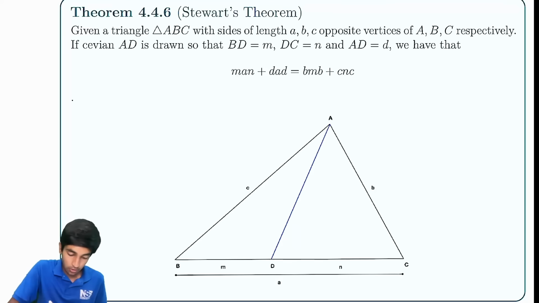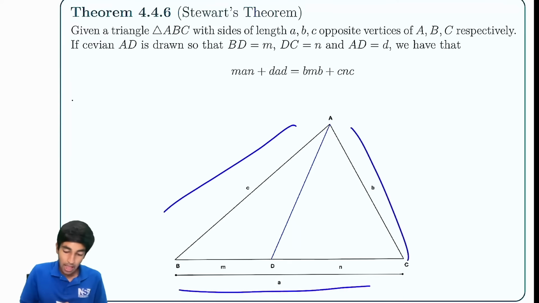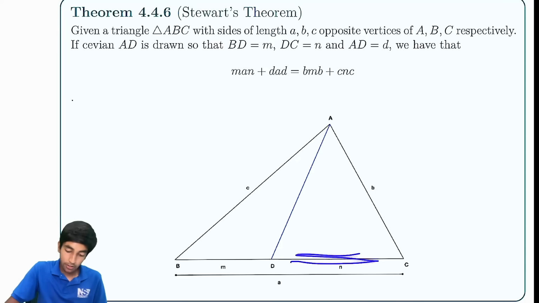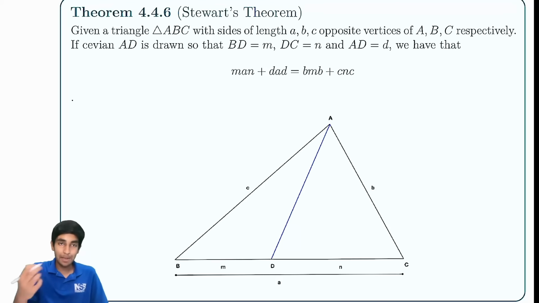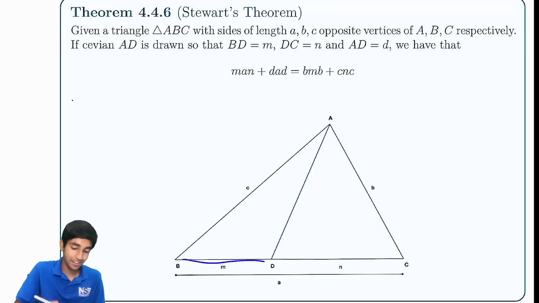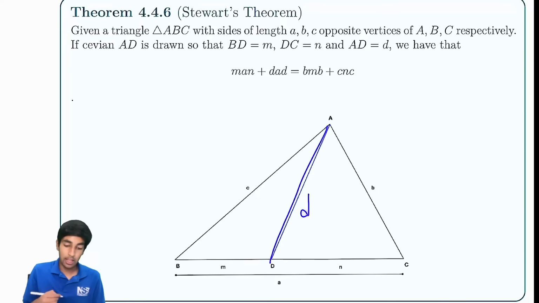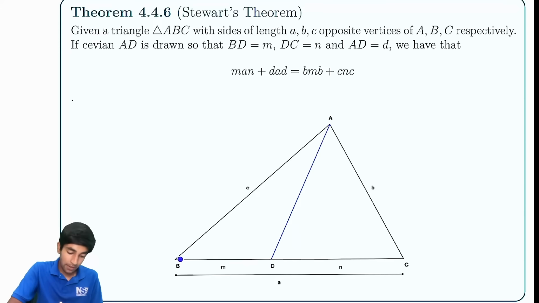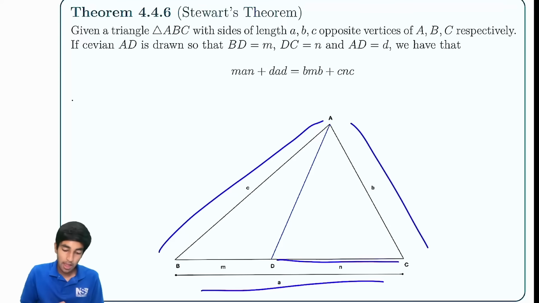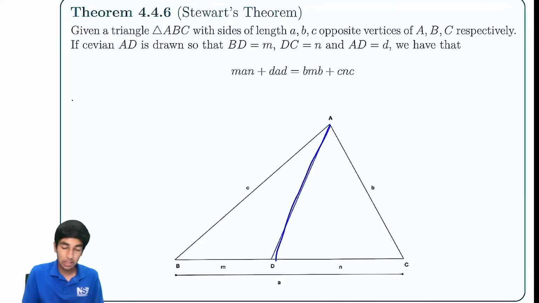And then you say A, B, and C. The way I remember it is N is on the same side as B, and M is on the same side as C. You're like, oh, MC, math counts. Maybe that's a way you can remember it. Whatever works for you. And this is just the D, the cevian length. So let's say, for example, we're given this length, this length, this length, and this length, and we're asked to find what is this cevian length. You can use Stewart's theorem.